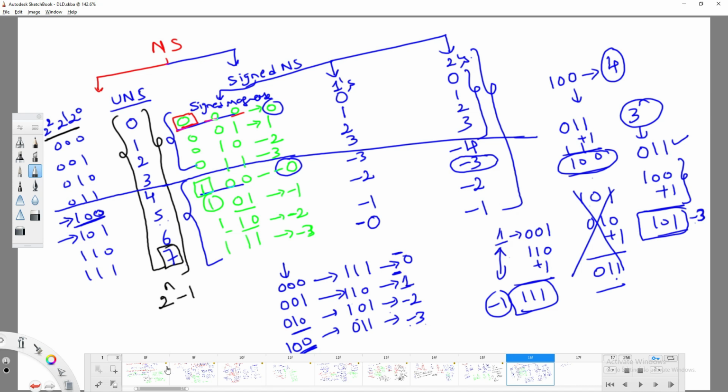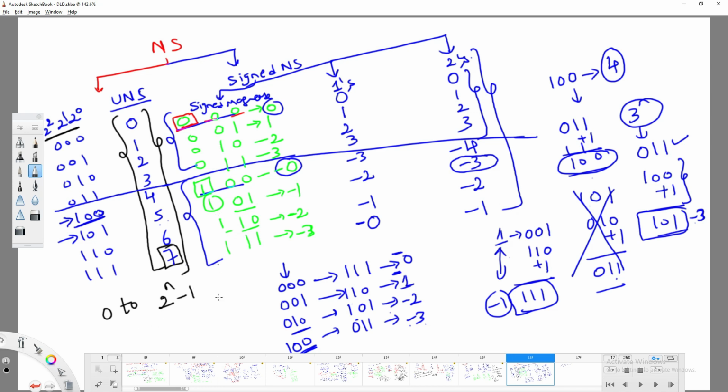So the maximum number is 7. What is the range of values that you can generate in a 3-bit system in unsigned representation? 0 to 7. That is 0 to 2 power n minus 1.